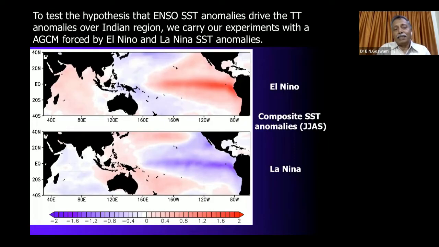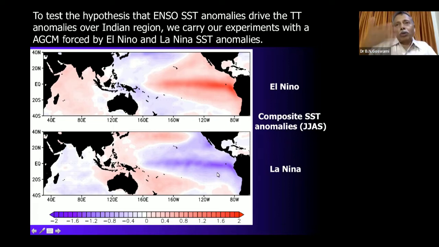To test this hypothesis, we did some general circulation model, global climate model, experiments in which we introduced forcing at the bottom surface, with sea surface temperatures associated with El Nino, where there is a positive anomaly here, and La Nina, where there is a negative anomaly here.